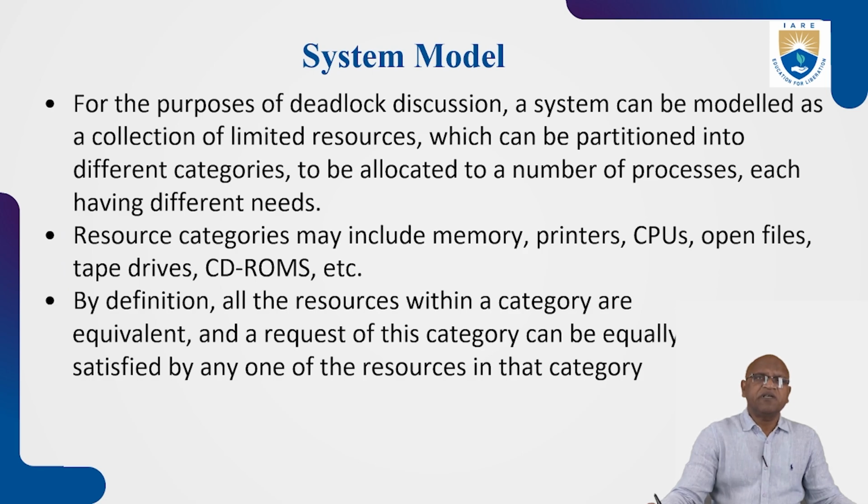When the program is being executed, the processes request resources, maybe IO, maybe CPU, maybe tape, maybe any files. Once they request, the OS must be in a position to allocate these resources to the process for the smooth functioning of the execution. So that's the system model. By definition, all the resources within a category are equivalent, and a request of this category can be equally satisfied by one of the resources in that category.